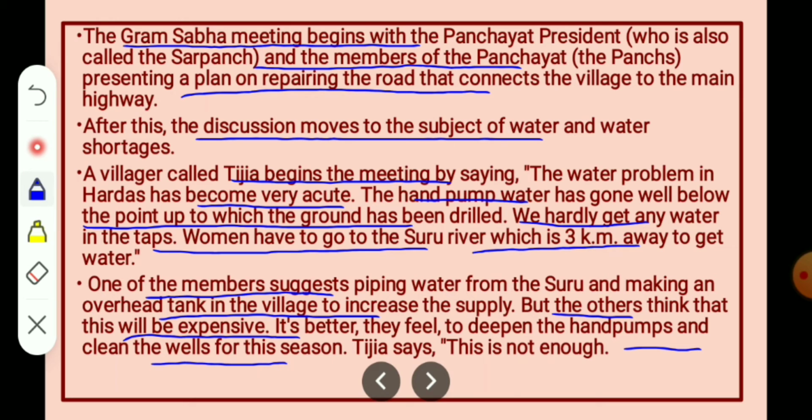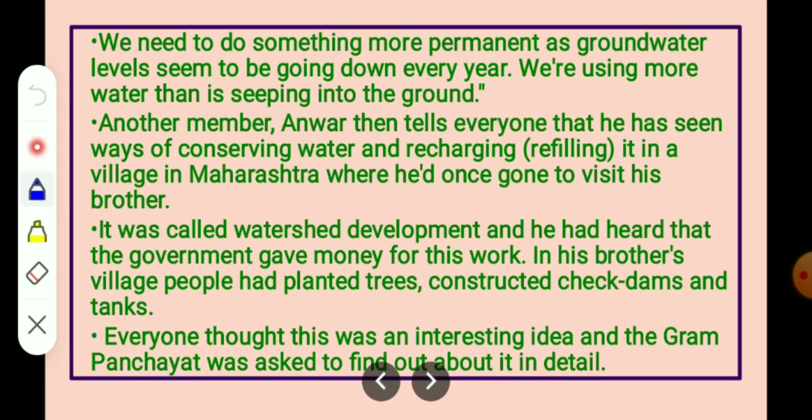So other people suggested that they should deepen the hand pumps so they can reach the water level at that time, and they can clean the wells for this season also. After everyone's remark, Tijia again said that this is not enough. We need to do something more permanent as groundwater levels seem to be going down everywhere. So he did not agree to deepen the hand pumps, because he said that groundwater level is going down every year. We are using more water than is seeping into the ground.